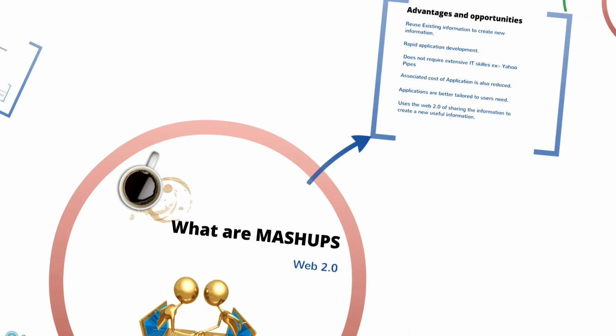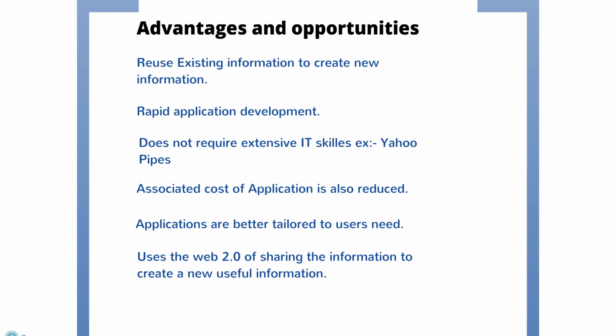Now we'll be looking at the advantages and opportunities of web mashups. Well, the mashup would use existing information to create new information. That's an advantage. In the previous Web 1.0 world, you couldn't do that, and clients or customers had to specifically request the websites to create applications for them to actually make the data more useful. So using existing information to create new information is a very good way of creating information which makes sense to the users.